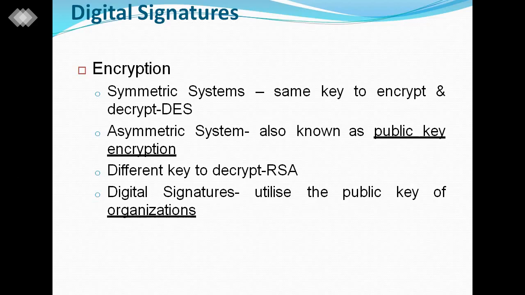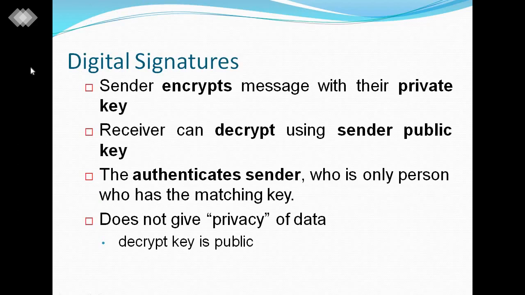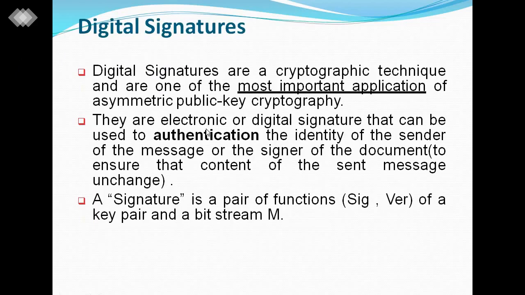In encryption, symmetric systems use the same key to encrypt and decrypt, for example DES. Asymmetric systems use public key encryption, where a different key is used to decrypt, for example RSA and digital signatures, which utilize the public key of the organizations. In a digital signature, the sender encrypts the message with their private key. Receivers can decrypt using the sender's public key, and this authenticates the sender as the only person who has the matching key. So it does not give privacy of data, because the decryption key is public.